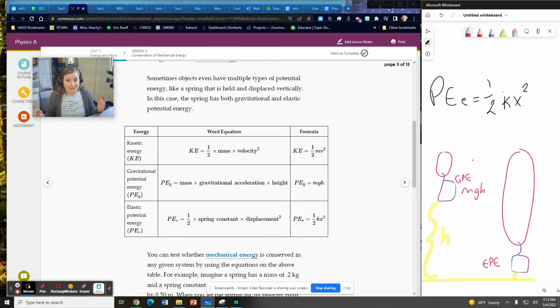But they're always going to be equal and opposite of each other. So energy is conserved because it's changing back and forth between gravitational potential energy and elastic potential energy. It's going back and forth between them. So that's another way of looking at conservation of energy.